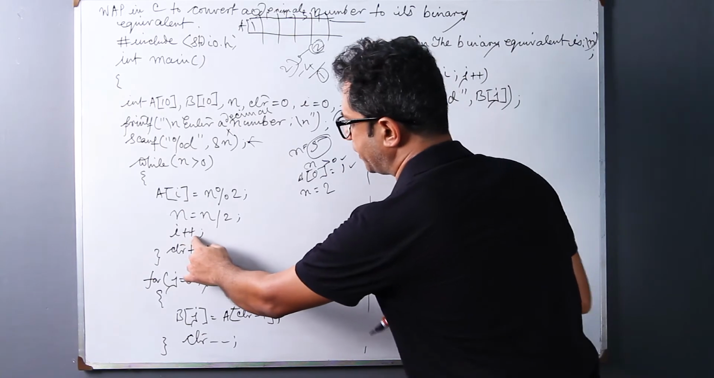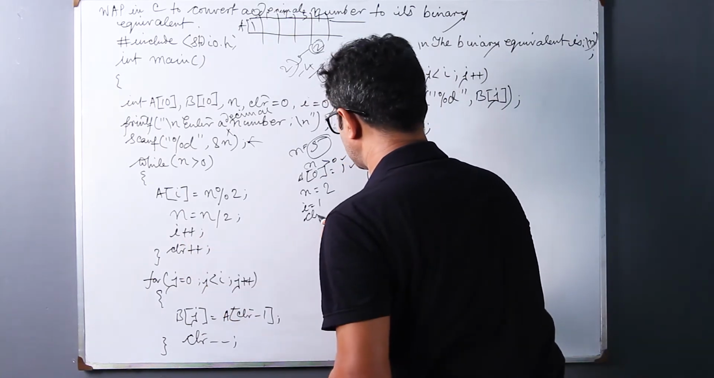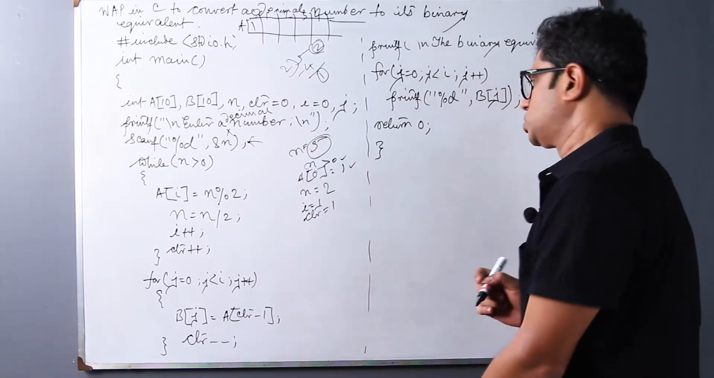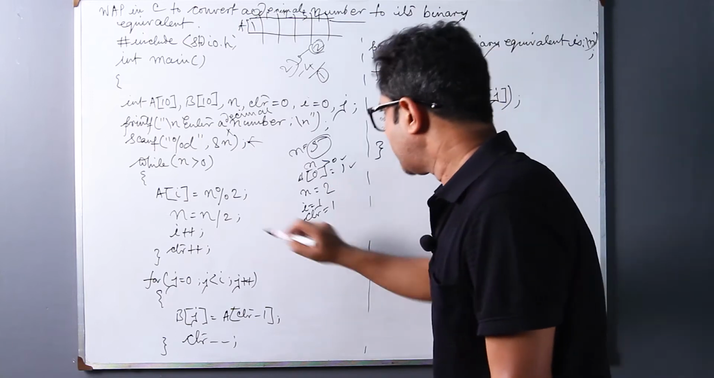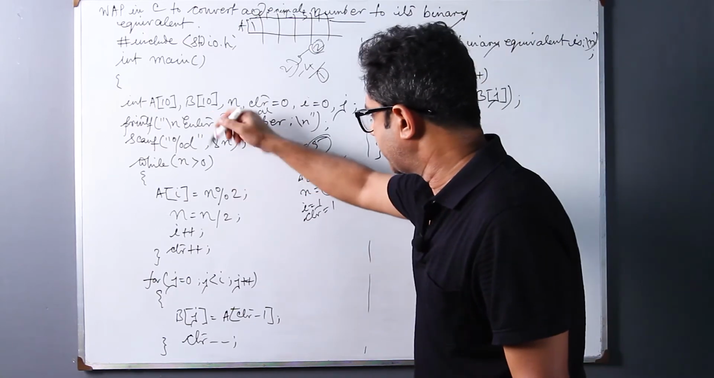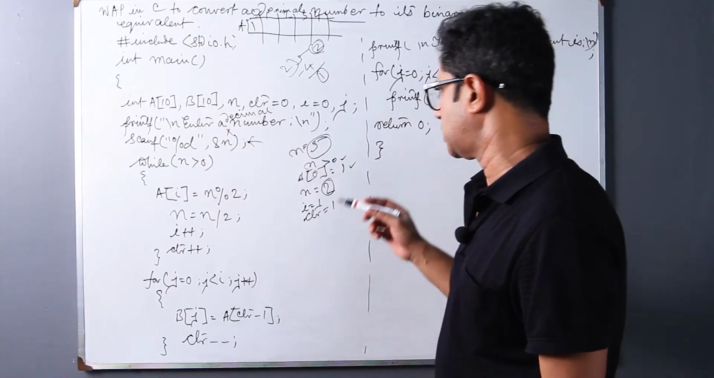Now, we are incrementing i by 1. So, i becomes 1, CTR was also 0 at the beginning, now CTR becomes 1. So, now we come, because n is equal to 2, that's why we will again enter this while loop for the second time because n is greater than 0.